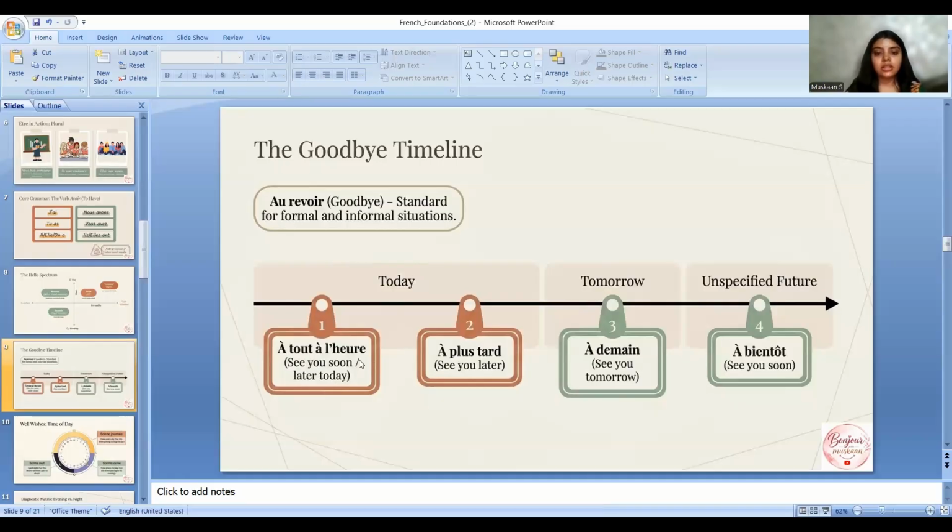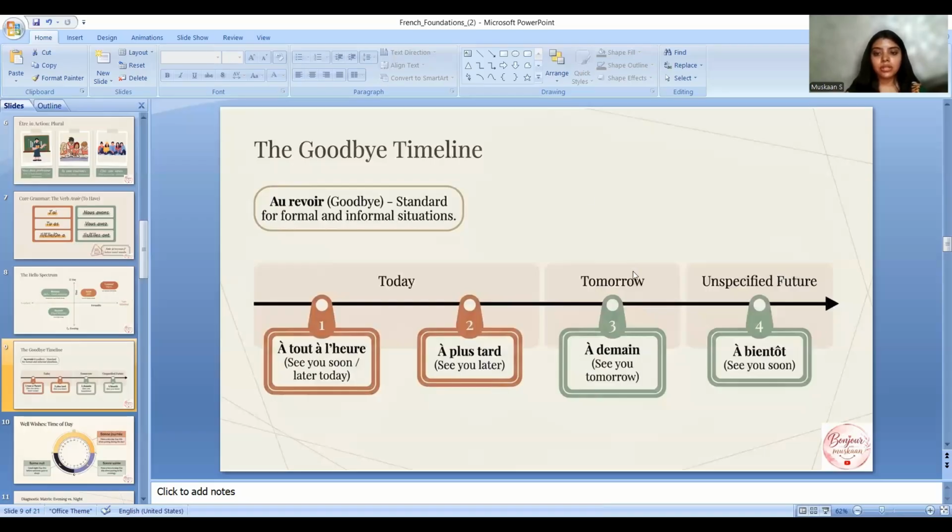Second is à plus tard. À plus tard also means see you later, in some time or after a few hours. So it will be à plus tard. See you later. First is à tout à l'heure. Second is à plus tard.